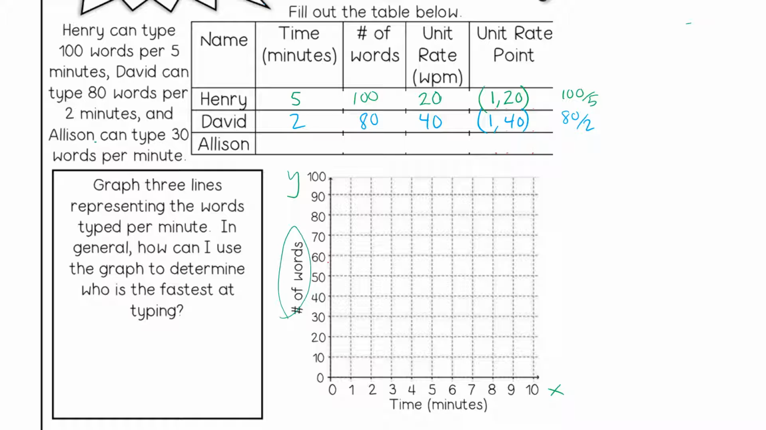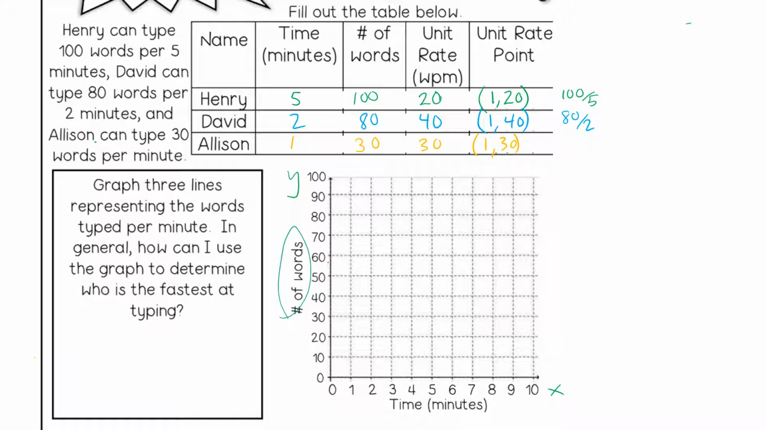Allison can type 30 words per minute, and Allison's going to be in orange. Oh, I'm sorry, she can type 30, and that's 30 words per minute, and this would be 1 and 30.